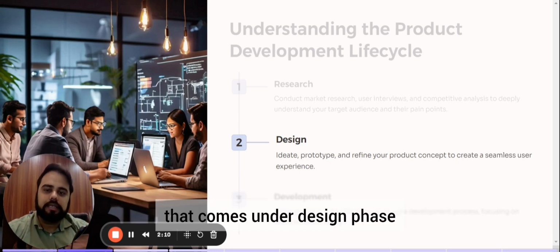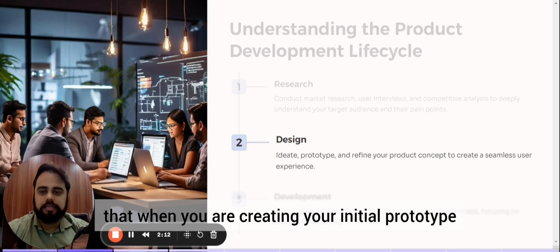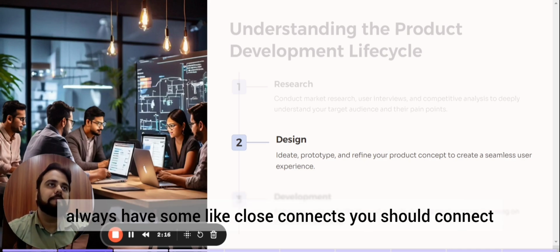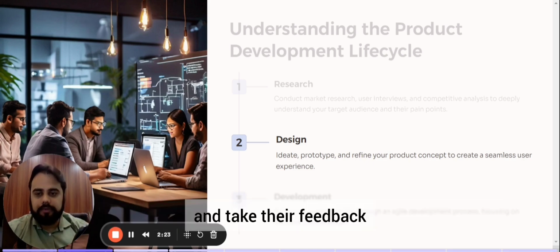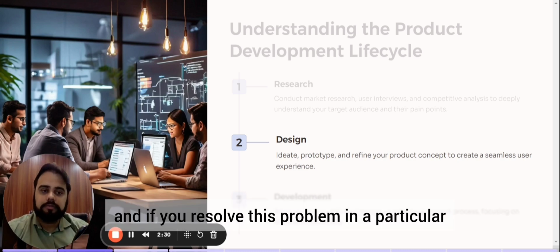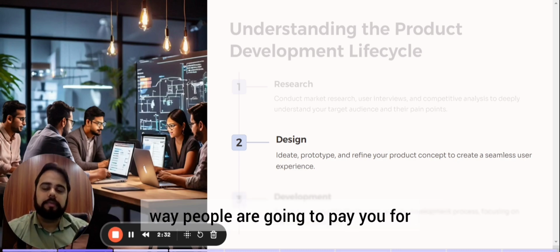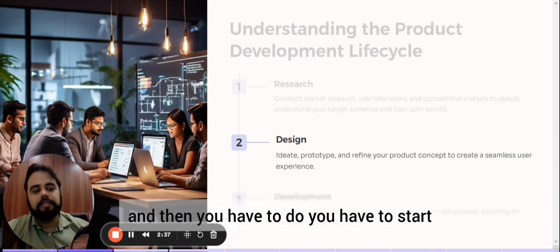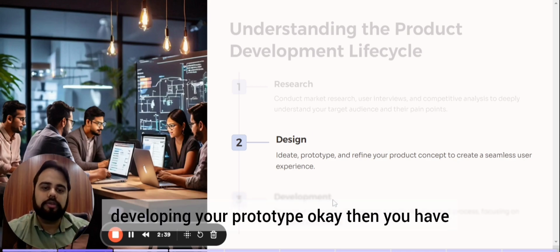That comes under the design phase. When you are creating your initial prototype, always have empathy sessions with the users, always have close connects. You should connect and take their feedback. And if you see that yes, this problem exists, and if you resolve this problem in a particular way, people are going to pay you for that. Once this is done, design the prototype, and then you have to start developing it.